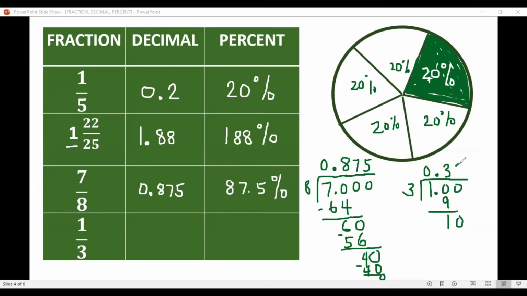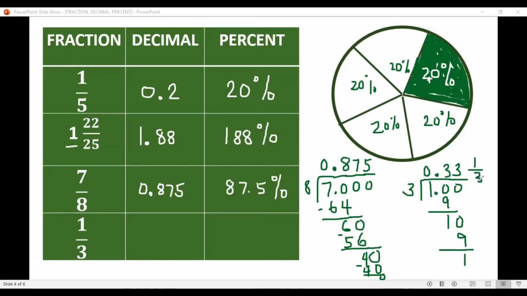This is what we call your repeating non-terminating decimal. We will just continue to have 0.33333 and so on and so forth. So if that is the case, we stop at 0.33, and then after that, we will just have 1 as the numerator, and then copy the 3 as the denominator.